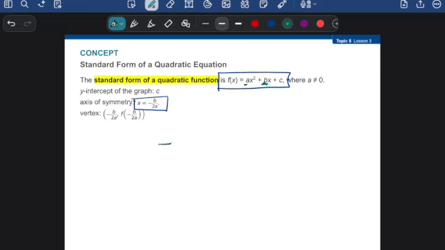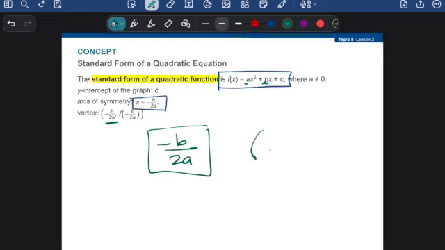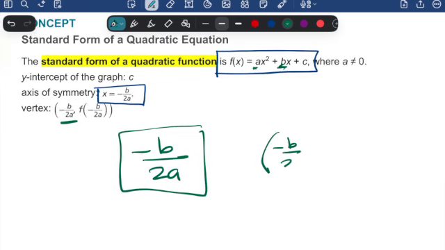The opposite of b over 2a, because that will be dividing by 2, this will tell us where the line of symmetry is. It gives you the x-coordinate of the vertex. So if you remember this formula, opposite b over 2a, that'll give you your x-coordinate, whatever that number is, and then you can plug it into your function rule to get the y-coordinate.